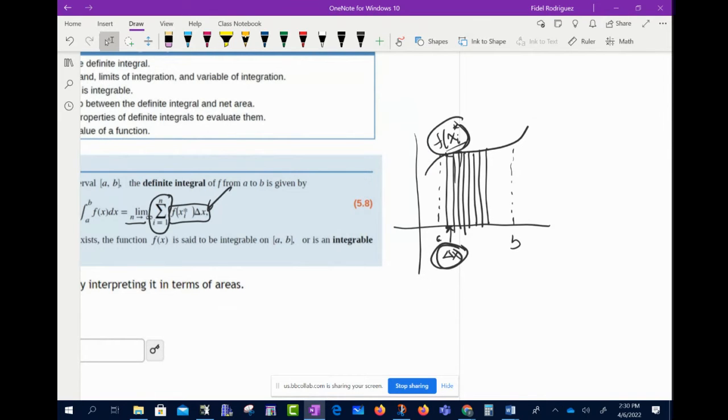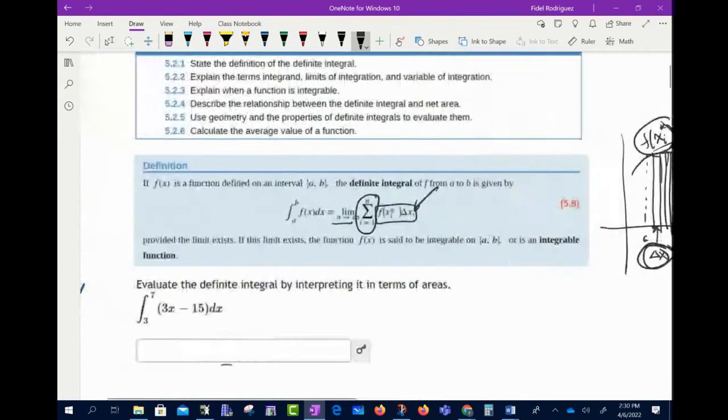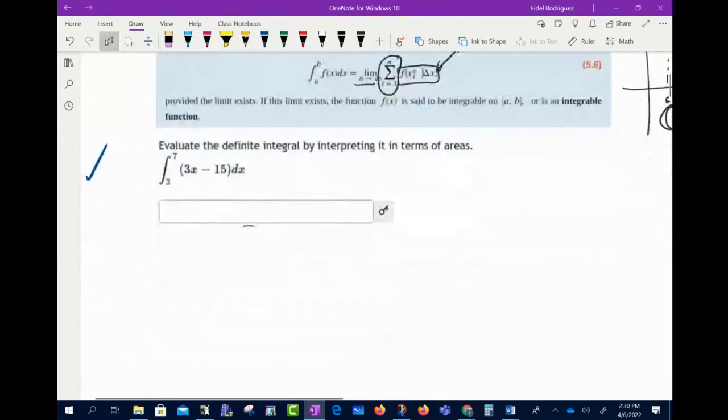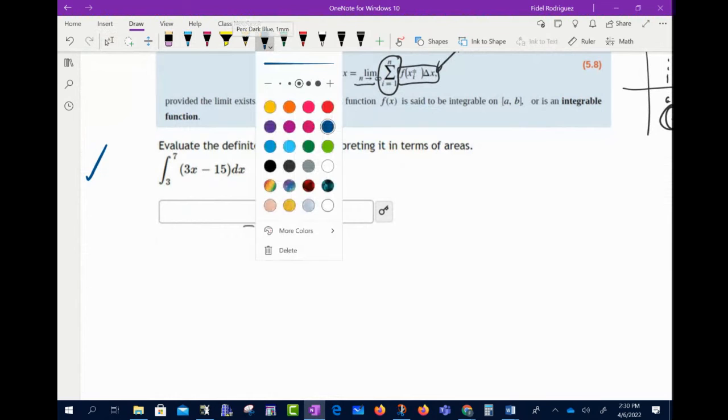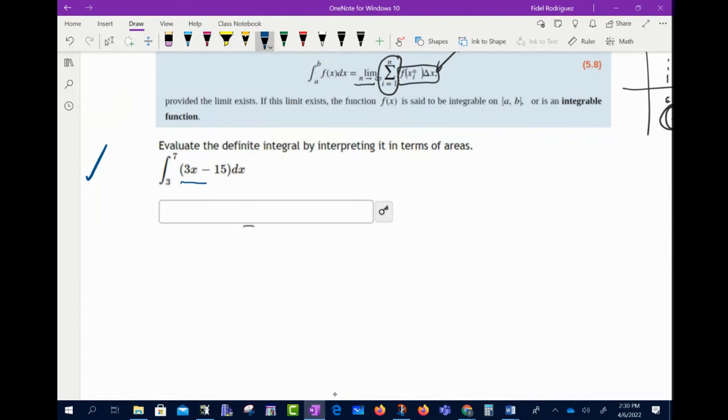Okay. Now, so let's take a look, y'all. Let's do the first problem that I have here. And it says, evaluate the definite integral by interpreting in terms of areas. Okay, so the first thing we're going to do here, y'all, we're going to integrate this expression right here. Okay, anybody remember what the antiderivative of 3x would be?